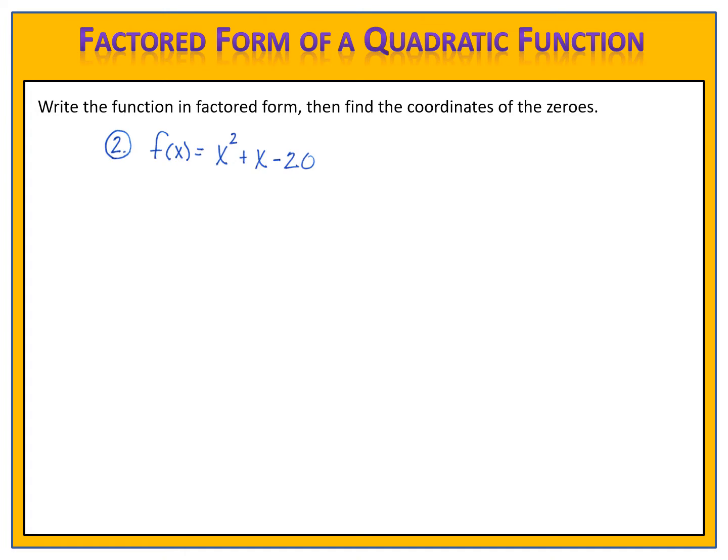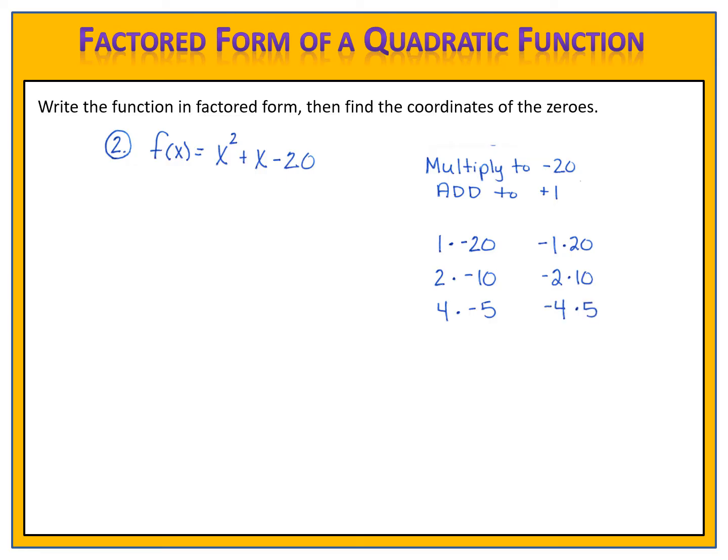Let's compare our answers. We begin by factoring the quadratic trinomial. We need numbers that multiply to -20 and add to positive 1. We list out the possible candidates for those numbers, and we identify the pair that adds to positive 1, negative 4 and 5. We can factor this right away because our leading coefficient is 1: x minus 4 times x plus 5, or we could use the grid.